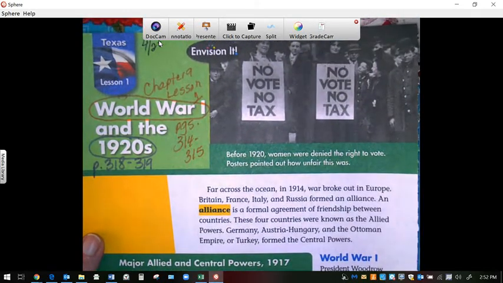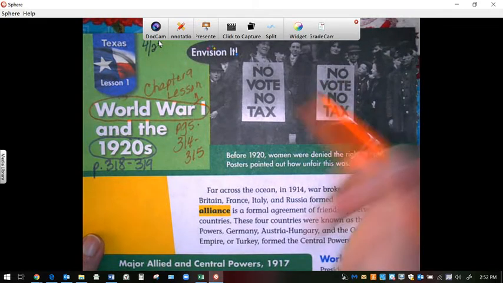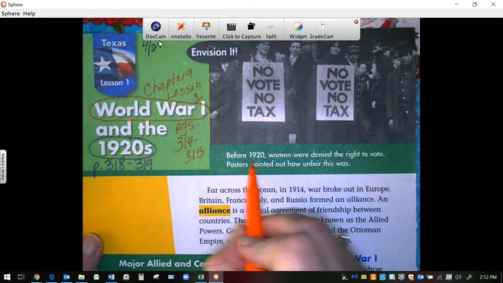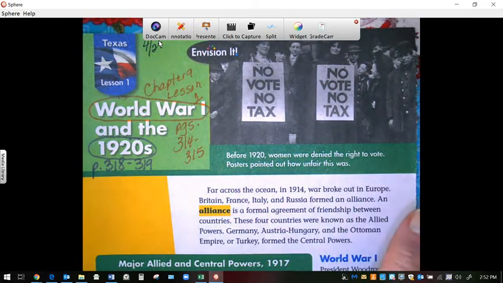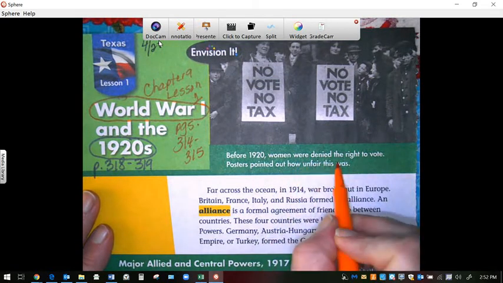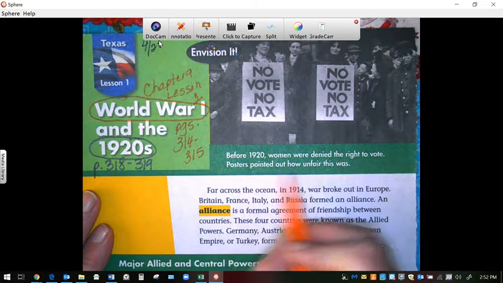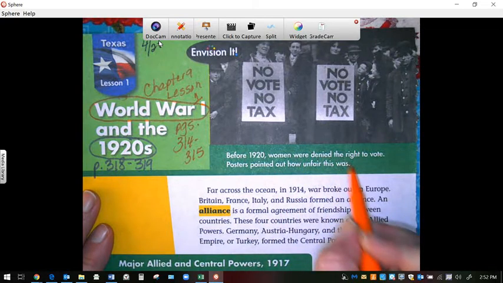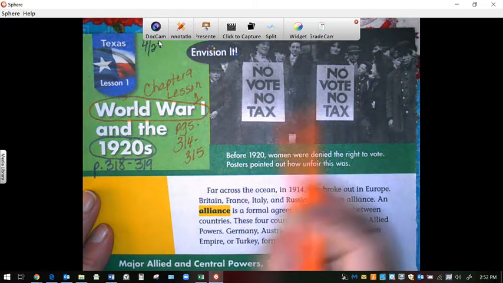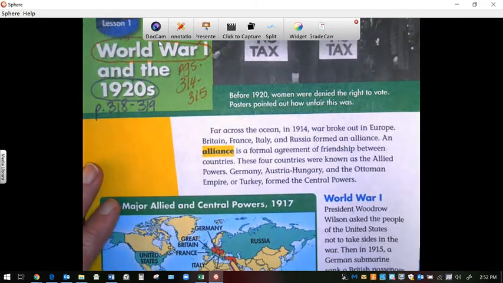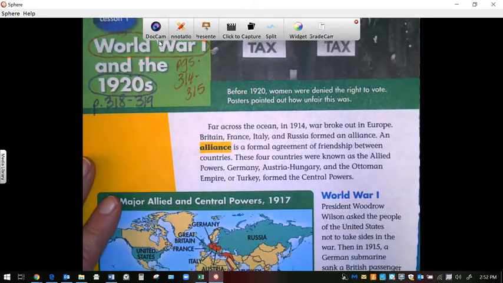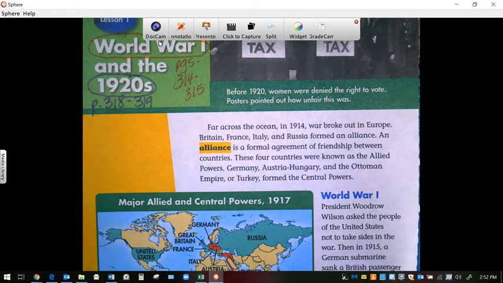And if you see, there's a photo here that says before 1920, and remember we talked about 1920, and that has to do with inventions. Women were denied the right to vote. Posters pointed out how unfair this was. And it said, no vote, no tax, no vote, no tax. That's just a photo. Alright, far across the ocean in 1914, war broke out in Europe.